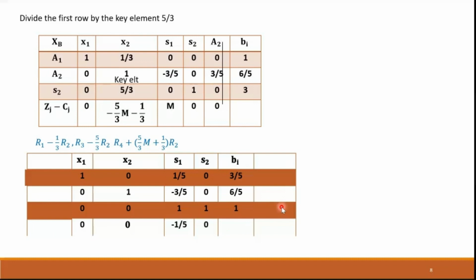I got the answer as minus 1/5. Let's check that. How is M plus 1 coming? M will not come there at all. M part has to get cancelled.